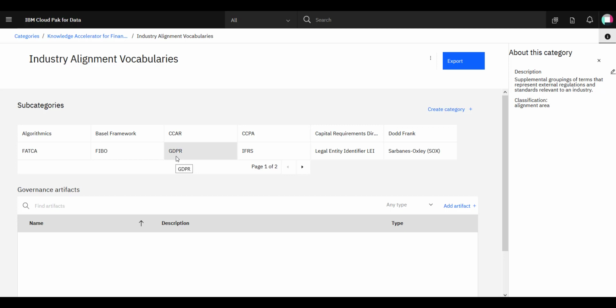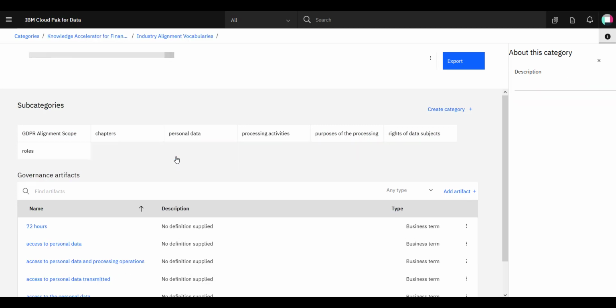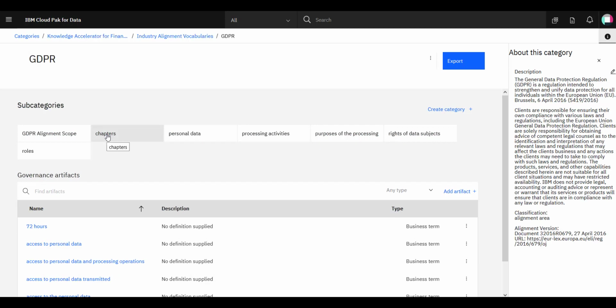Let's look at the General Data Protection Regulation in more detail. There is a category to represent the structure of the regulatory documents, chapters, articles, and the document terms that are contained within them. There's also an alternative set of categories to group key sets of terms within the regulatory text, such as personal data, processing activities, rights of data subjects, and so on.